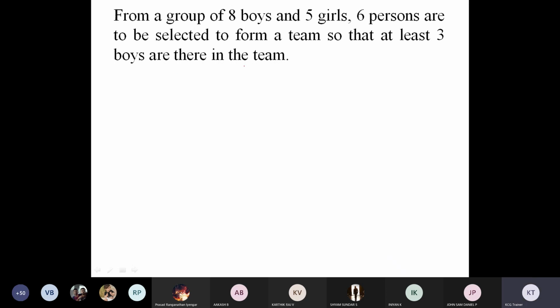Okay, first, out of 8 boys and 5 girls, there are totally 13 people. From these 13 people, what selection do we have to do? We have to select a team of 6 people where the condition is at least 3 boys should be in the team. At least 3 means minimum 3 boys should be in the team. That is the condition given here.